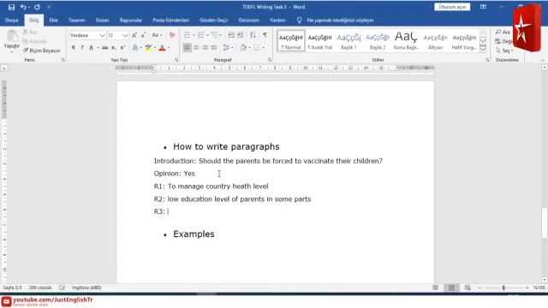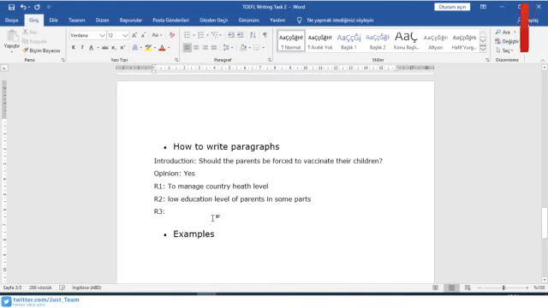Now, when you have a question like this, should the parents be forced to vaccinate their children? So far, we talked about the parents. They don't have education, and country can manage something. So you need to look at this question from children's perspective, parents' perspective, and government's perspective, okay? So we know that we have healthy children, okay? We ensure this with reason 1. Reason 2 is parents are not maybe educated. Now reason 3, I will say something about the government and maybe government's economy or something like that.